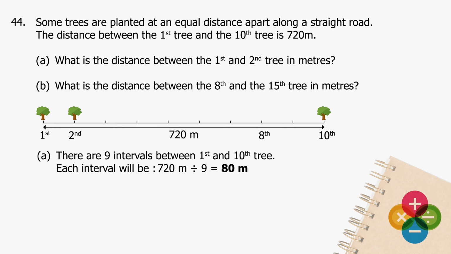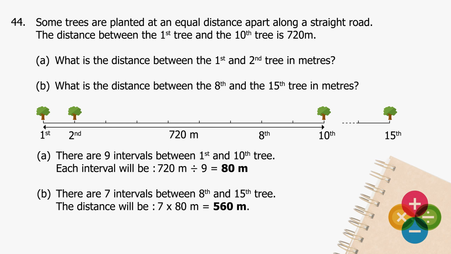There are 9 intervals between the first and 10th tree. Each interval will be 720 meters divided by 9, and the answer is 80 meters. The distance between the first and second tree is 80 meters. There are 7 intervals between the 8th and 15th tree. Multiply 7 by 80 meters. The answer is 560 meters. The distance between the 8th and 15th tree is 560 meters.